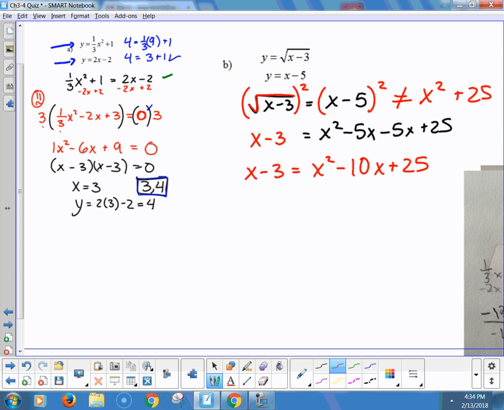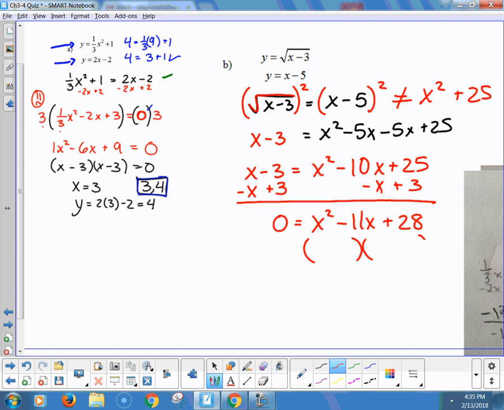From here, again, we have a quadratic, and so we know to set it equal to 0. So I'm going to subtract x and add 3 to each side. I get 0 equals x squared minus 11x plus 28. Hopefully this factors. I believe it does. That factors to (x minus 4)(x minus 7) equals 0. And so we have two answers. x must equal 4 or 7.